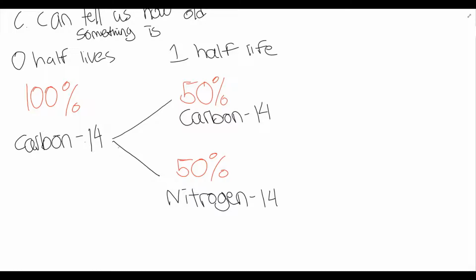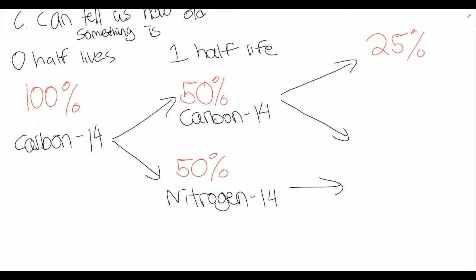Now, the nitrogen-14 isn't radioactive. So all of this nitrogen-14 that we have, we're still going to have all of that nitrogen-14 left. But of this carbon-14, we can do arrows here, half of that carbon-14 is going to decay into nitrogen-14. So instead of having 50% of where we started off, we're only going to be left with 25% of our carbon-14.